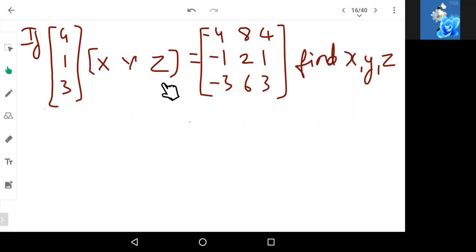So firstly, what do you observe in this matrix? There is a multiplication between 4, 1, 3, a column matrix, and a row matrix. This is a very easy question. First, let us multiply 4, 1, 3 into x, y, z. The rule remains the same: first row into first, second, third column, then second row into first, second, third column, then third row into first, second, and third column. Okay, so let us start.